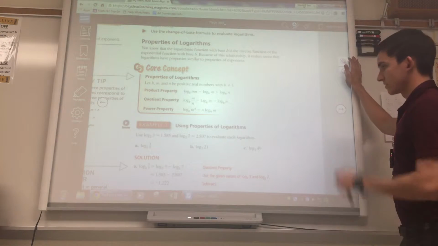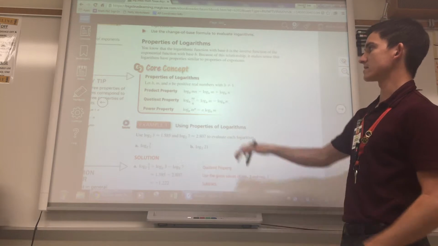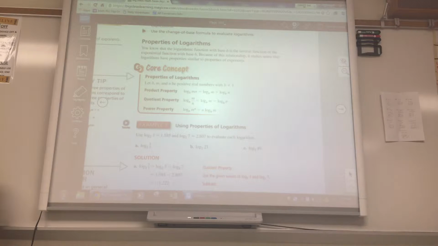Okay, so with that being said, let's look at the book on page 380, and let's look at these logarithmic rules. So right here it says the log, I'm going to make sure that you guys can see that on the video.